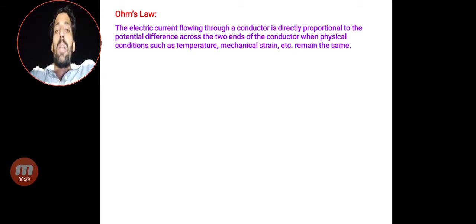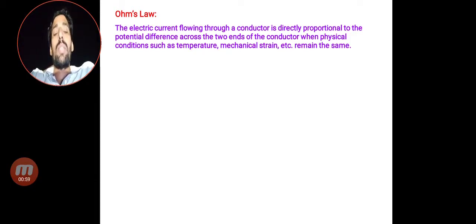What is the statement of Ohm's law? The electric current flowing through a conductor is directly proportional to the potential difference across the two ends of the conductor, when physical conditions such as temperature, mechanical strain, etc. remain the same. Or you may write only physical conditions, because in 10th class we studied V equal to IR.